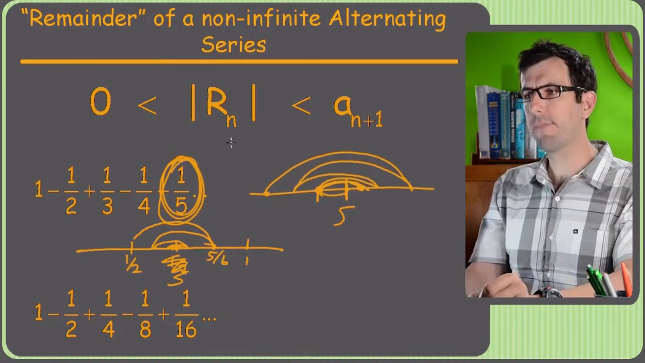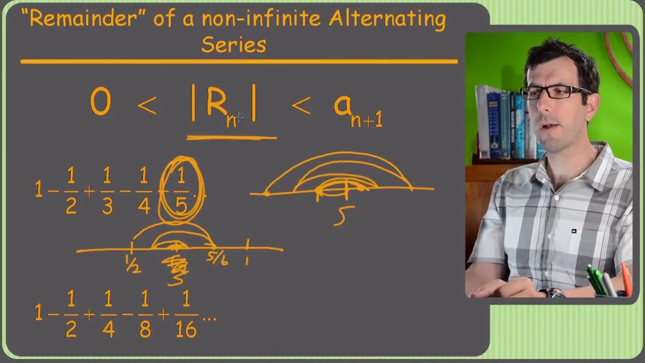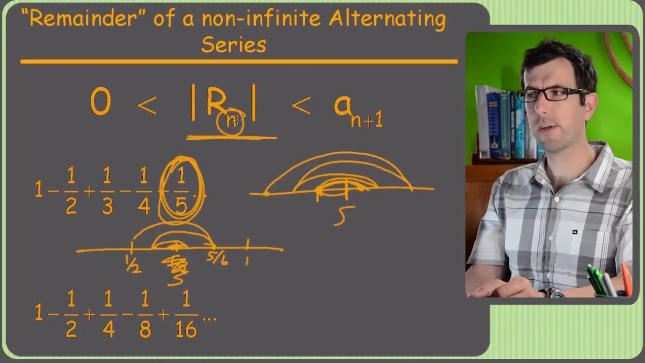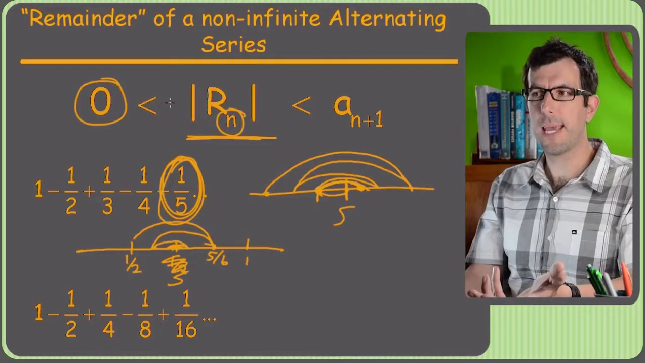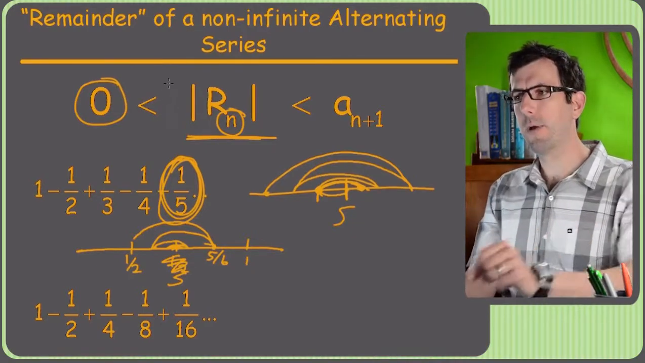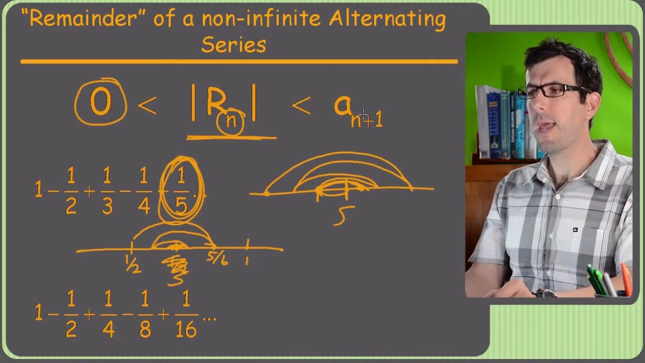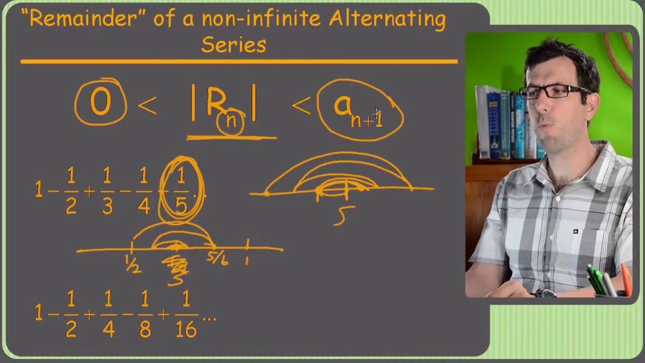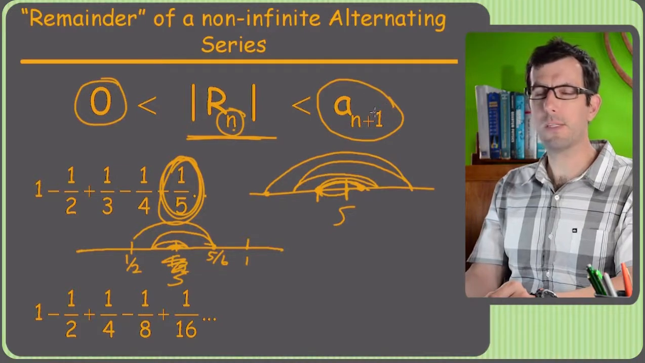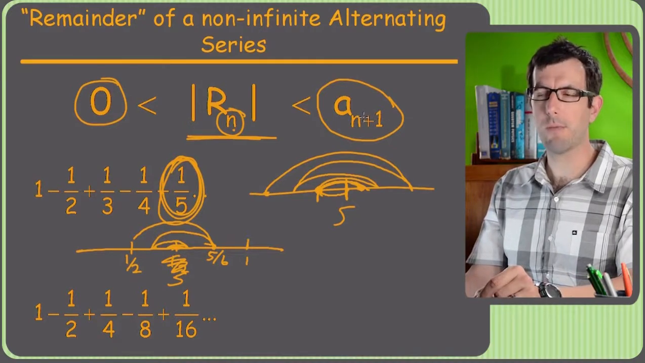So that's all this is saying: the remainder of the series, which could also be called the error, after n terms of an alternating series is bigger than 0, because obviously you can't have a negative error. You're either at the sum or you're not, but you're not going to be closer than nothing to it. And then the furthest away you could possibly be is whatever the n plus 1 term is. So if you're on the 10th term, the 11th term is the furthest away from the sum you could be. If you're on the 5th term, the 6th term is the furthest away you could be.